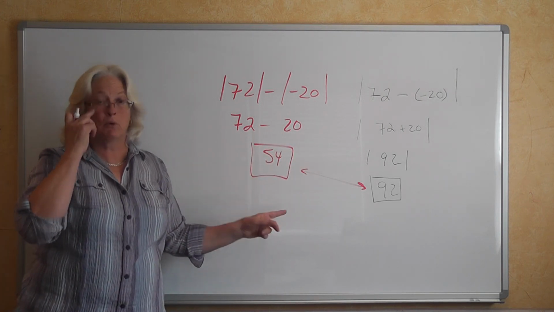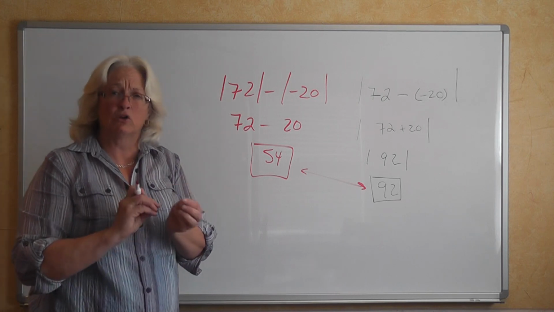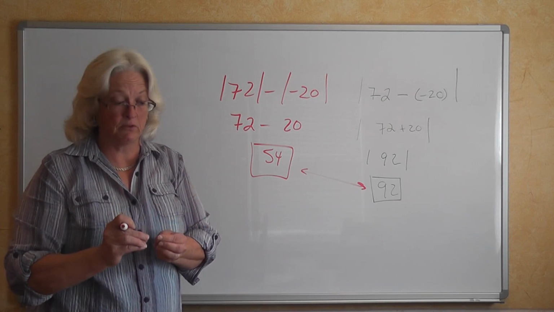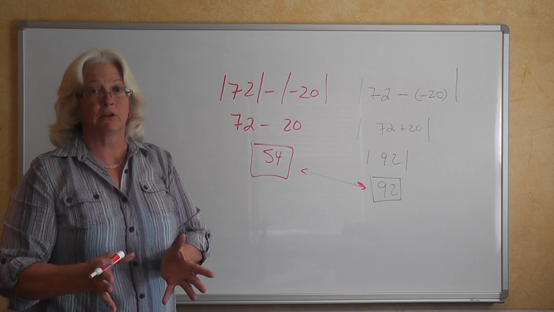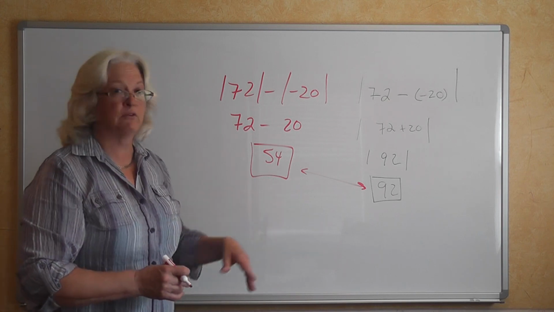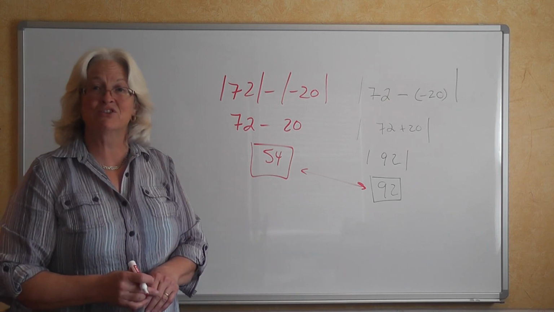So this is an example, pretty early on in the book, of how terminology can sometimes be a little bit confusing. Don't let it be. There's nothing to worry about. This is the end of opposites and absolute value, and I'll see you next time.